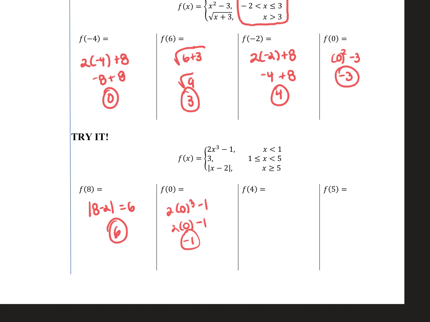F of 4, I can plug it into our middle function. Now notice for the middle function here, I'm going to circle this. No matter what I plug into my function, as long as that domain restriction is satisfied, my output is always 3. So f of x equals 3 simply means that any value I plug in will always give me out an output of 3. And then for 5, I'm going to use our absolute value function. 5 minus 2, absolute value of 3 is 3.